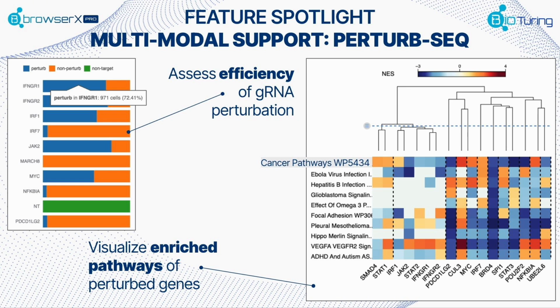When genes are perturbed or knocked out with CRISPR-Cas9, you can assess the efficiency of that guide RNA perturbation, as well as visualize enriched pathways of those perturbed genes.